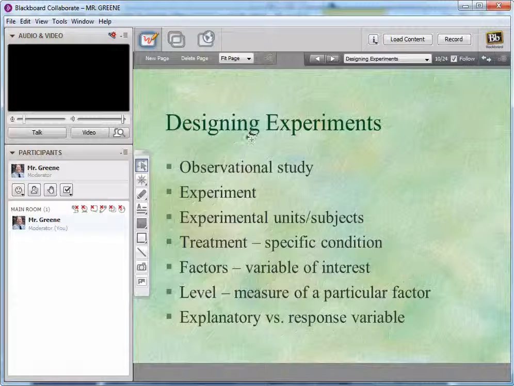Okay? So, when we're designing experiments, there are things we need to look at. We need to do an observational study. We need to do an experiment. We need to have experimental units and subjects. We need a treatment, a specific condition that we're going to try to apply. We have factors, variables of interest that we need to be considering. We have the level, the measure of a particular factor, and explanatory versus response variables. Okay? These are things that we will take into consideration when we're designing experiments.